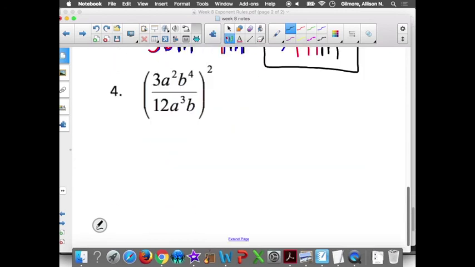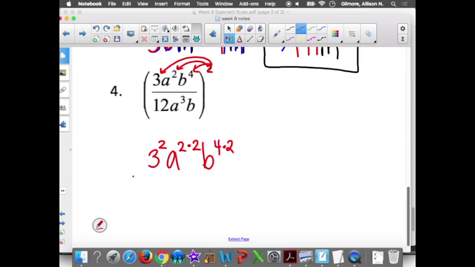Our last one, if you'll notice, the entire thing is raised to the 2nd power. So we have to distribute our exponent of 2 to everything in the numerator and the denominator. So we're going to give it to the 3. So that's 3 squared. We're going to give it to the a squared. So a squared times 2. And we're going to give it to the b to the 4th power. So that's b to the 4th times 2. That's our numerator.